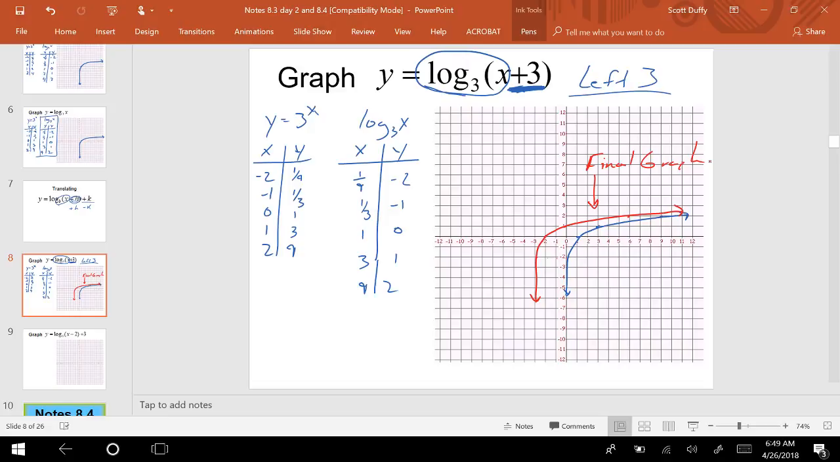So that's one way we could do it, or what we could do is just subtract 3 to get the coordinates of all of those points.